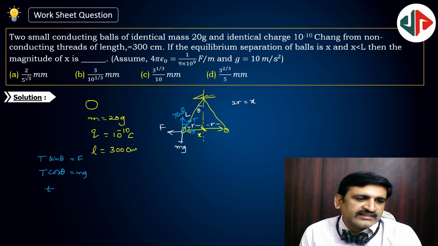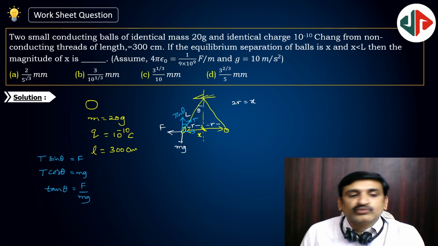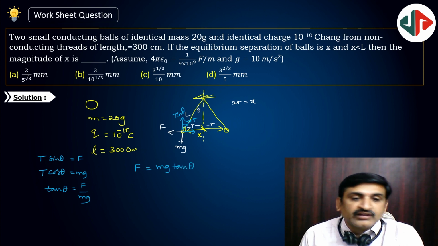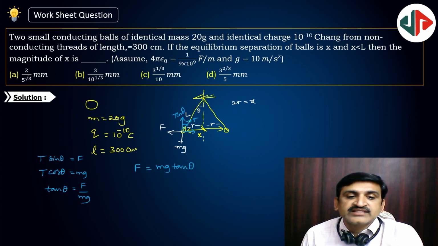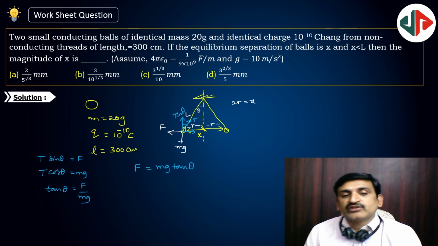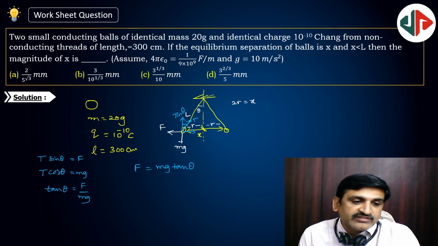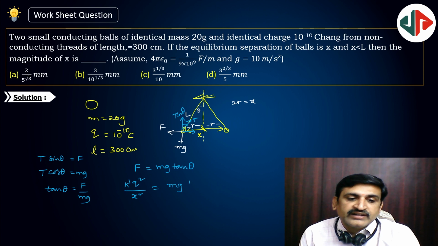So tan theta is equal to F by mg. Now what does he want? X. Okay, F is equal to mg tan theta, and L and X is very, very small, he said. So tan theta can be theta. Theta is equal to X by L. Anyway, F is equal to K dash Q1 Q2 by X square is equal to mg tan theta.